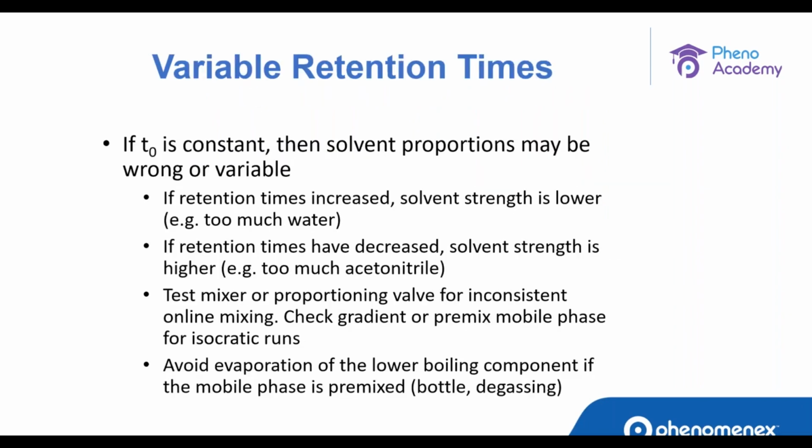If T0 is constant, then the solvent preparation might be wrong or variable. If the retention time has increased, meaning the peak shifts to the right, the solvent strength is lower. But if the retention time has decreased, the solvent strength is higher. Test the mixture and proportioning valves for inconsistent online mixing. Check the gradient, and mix the mobile phase for an isocratic run. Avoid lower boiling components if the mobile phase is pre-mixed.